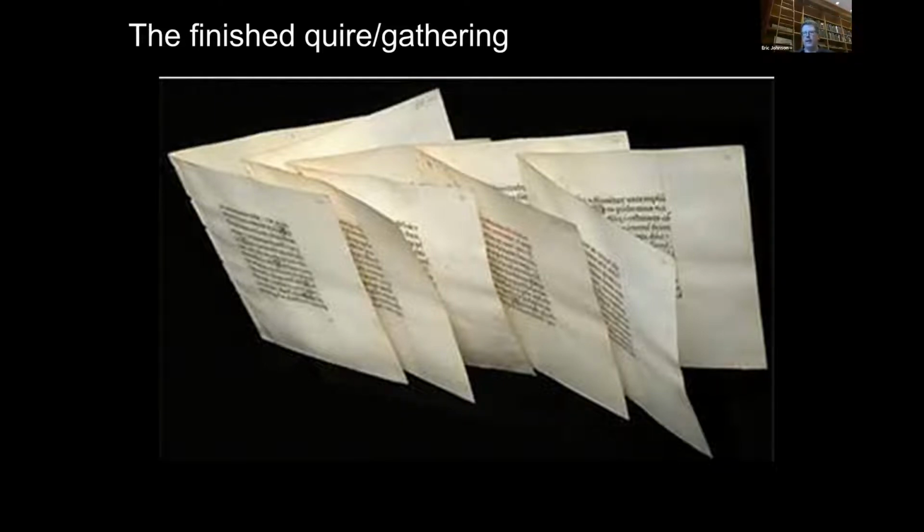A quire like this, or a gathering like this, those words are interchangeable, forms the basic constituent of any bound manuscript. And you can assemble these quires in any number that you really want, as long as you can create a bound structure that is manageable and usable and that doesn't destroy itself in the process of being used. We're going to talk a little bit about how these books, these codices, were structured.